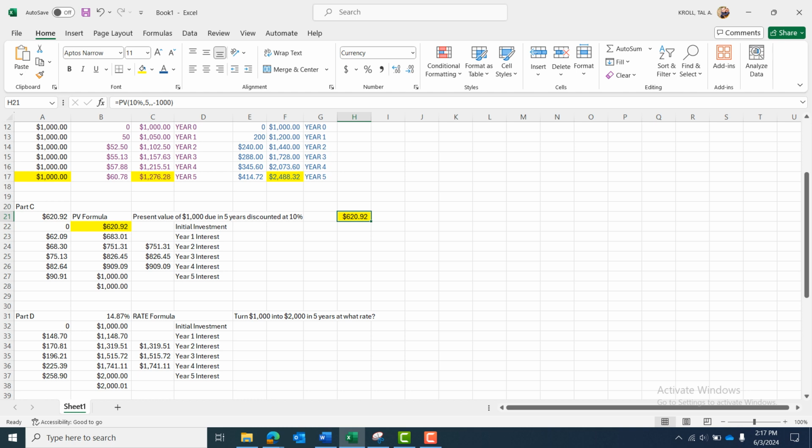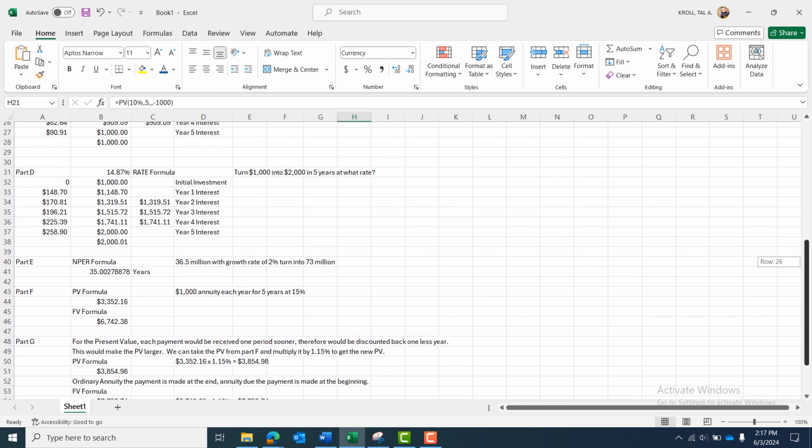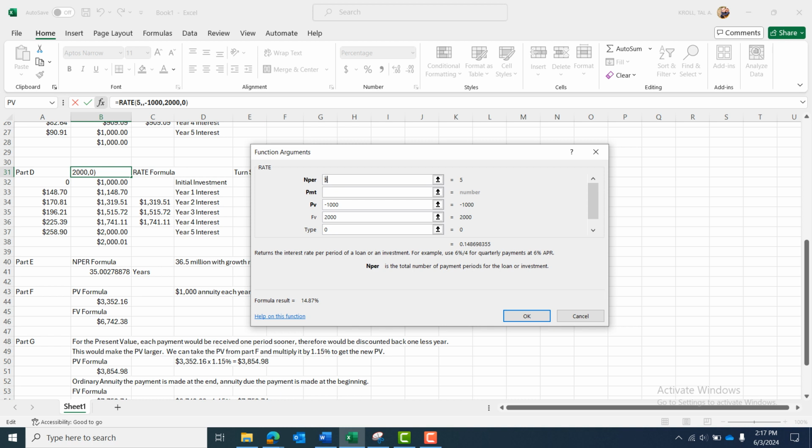Now on part D, the manual chart here is really difficult. You have to kind of trial and error it to get to the right answer. So it's way easier to use the Excel formula. Basically what it says is you want to take $1,000 and turn it into $2,000. But we don't know what kind of interest rate we would need to earn on that. We do know that they want to invest for 5 years. So we go to the formula again, and we use the rate formula, and we put in our 5-year period as NPER, your periods.